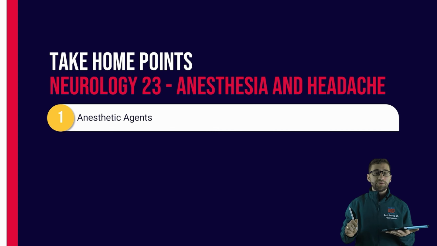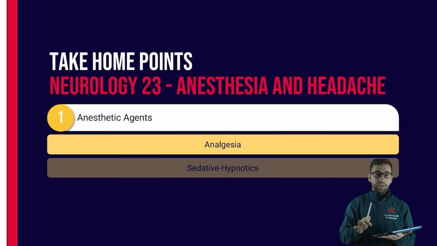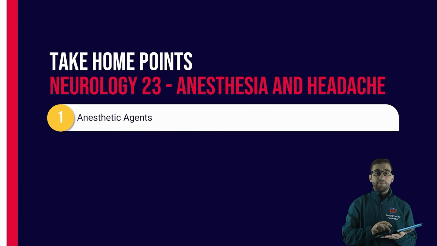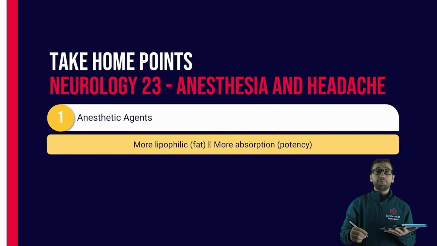Anesthetic agents are categorized into three main types: analgesics, sedative hypnotics, and neuromuscular blockers. Analgesics are used for pain relief, sedative hypnotics for inducing sleep and reducing anxiety, and neuromuscular blockers for muscle relaxation during surgical procedures. Anesthetic agents vary in their absorption and potency based on their lipophilicity and hydrophobicity.